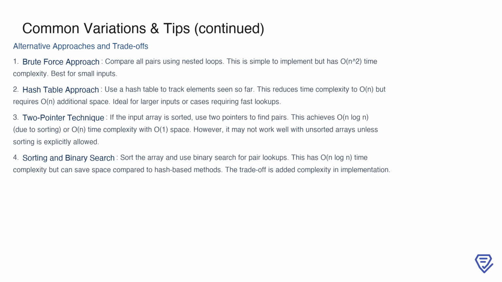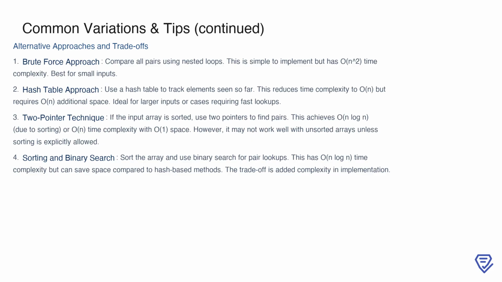To solve this type of problem, there are several approaches you can consider, each with its own trade-offs. The brute force approach, for example, involves comparing all possible pairs using nested loops. While this method is straightforward and easy to implement, it comes with a time complexity of O(n squared), which makes it suitable only for small input sizes. A more efficient alternative is the hash table approach, where you track elements as you iterate through the array. This reduces the time complexity to O(n), but it does require O(n) extra space, making it ideal for larger inputs.